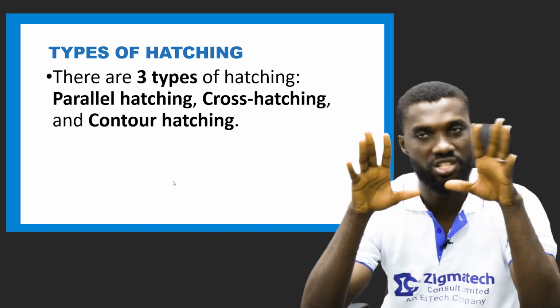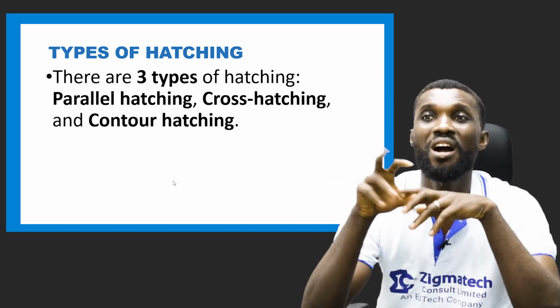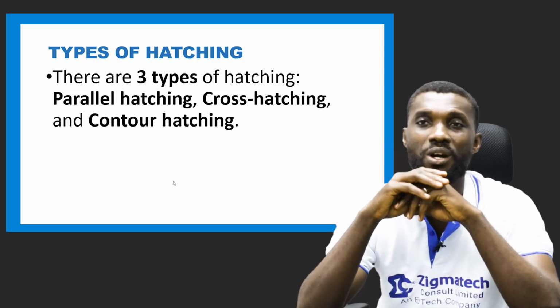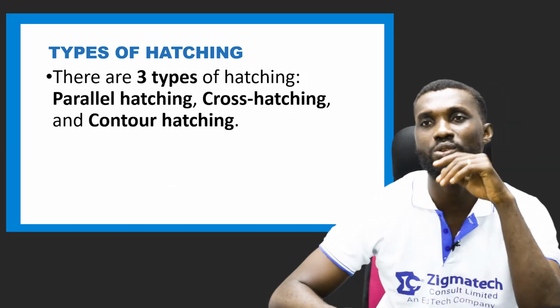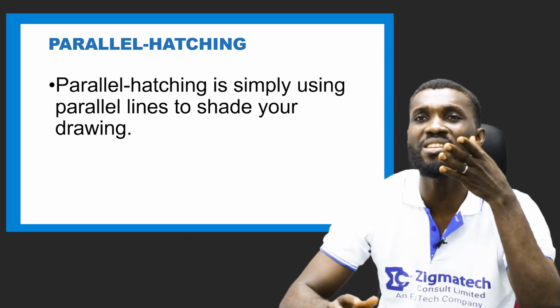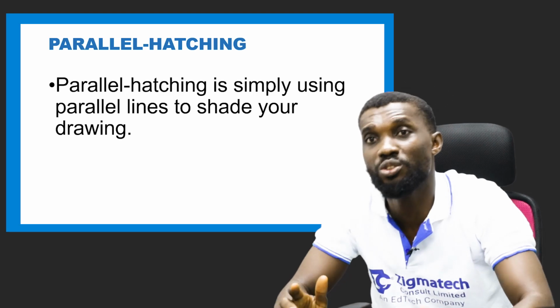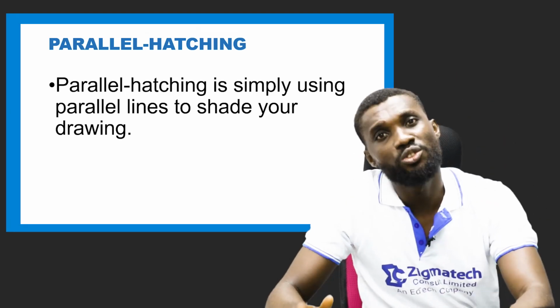I showed you hatching, which is the normal random kind. Then we'll have the parallel hatching, then the cross hatching, and then finally the curve hatching. So let's pick them one after the other and talk about them individually. Now, parallel hatching is simply the use of parallel lines to shade your drawing.